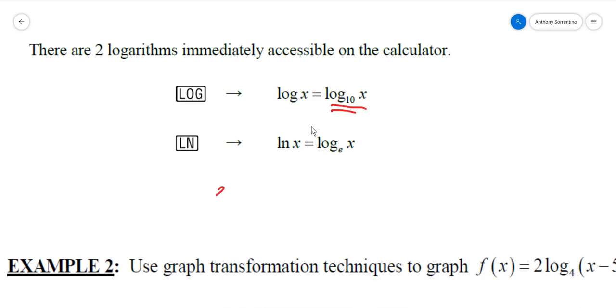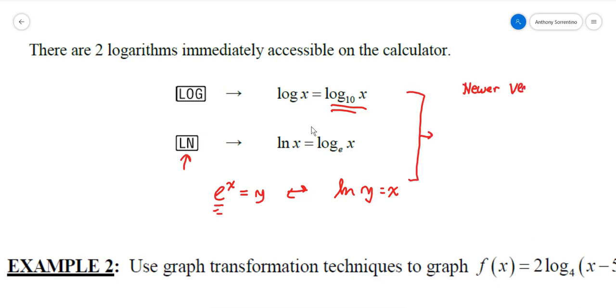We had the e to the x power equals y. So its inverse obviously is going to be the natural log of y equals x. So basically the same thing with this, if I'm converting it to statements. But these are the ones that show up on the calculator.